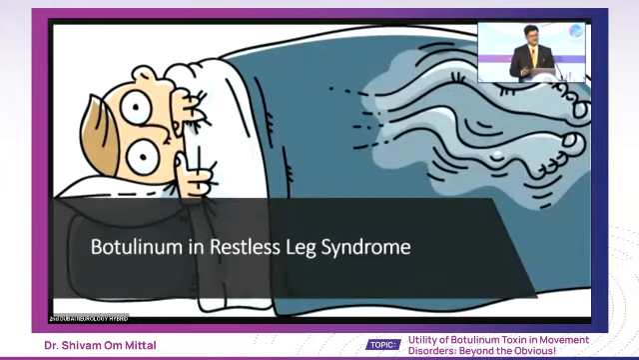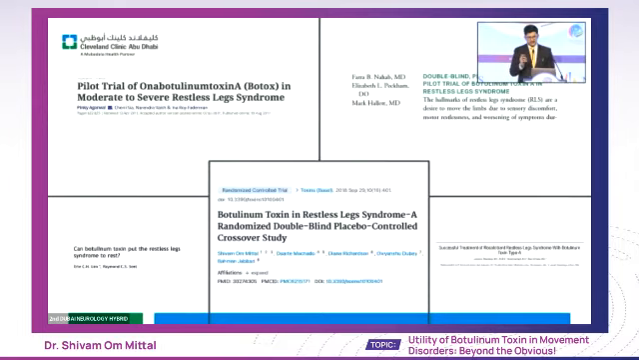Restless leg syndrome. This is something which is also not very obvious. It is not FDA approved. I'll come to the evidence base. There are clinical trials, very small. The one that we did was a clinical trial, which we published in 2018.